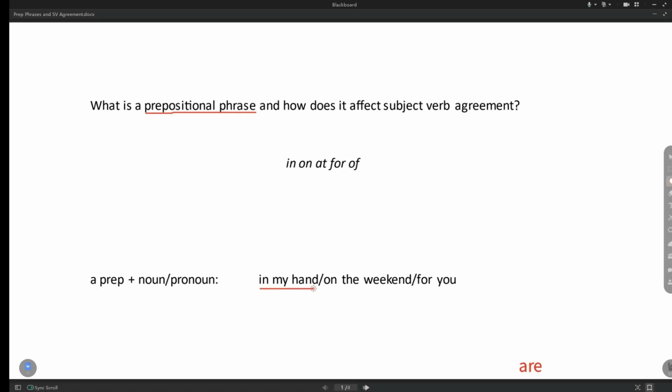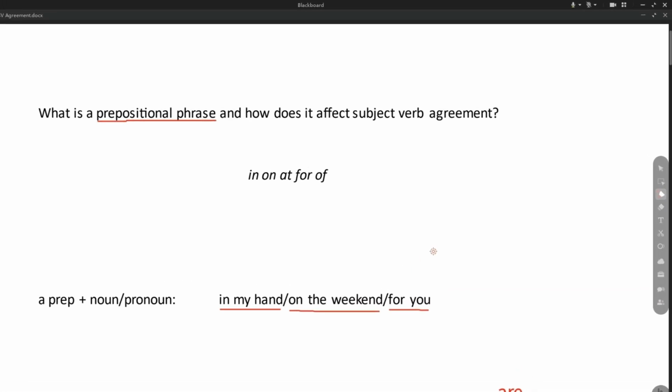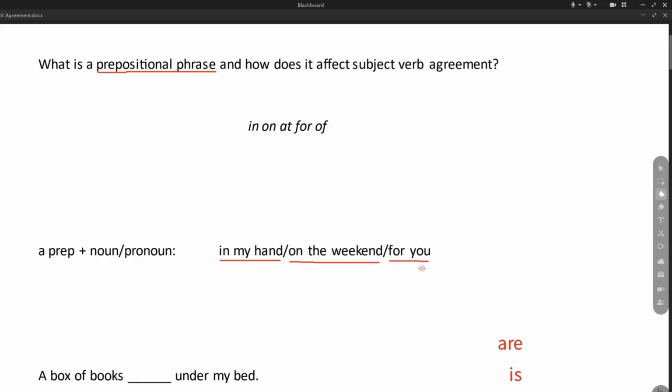Here are 3 examples. In my hand, preposition in, noun my hand. On the weekend, preposition on, noun the weekend. For you, preposition for, pronoun you. Now, prepositional phrases are often focused on time: on the weekend, on Monday, in summer, or place: behind you, in front of me, next to the bag, in my hand, under the desk, and so on. Prepositional phrases are very common, but these 5 prepositions are not the only ones. There are many more. Check out this video.